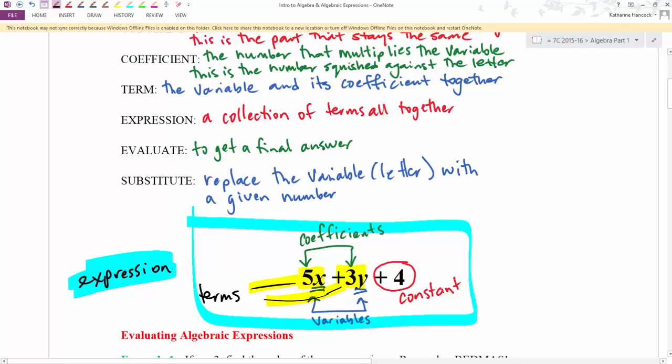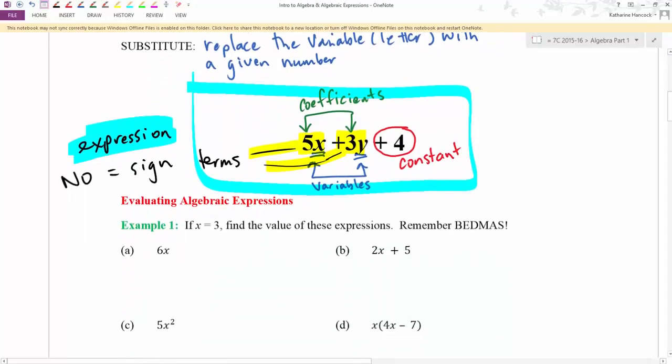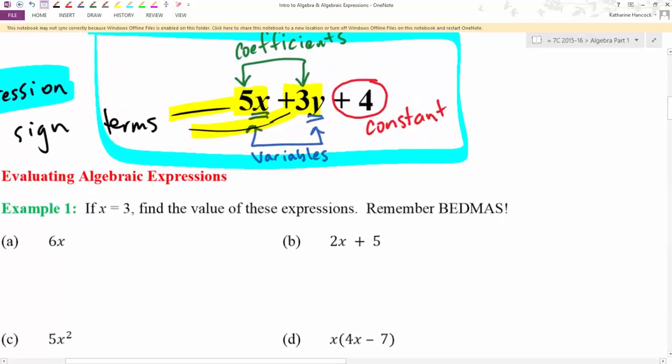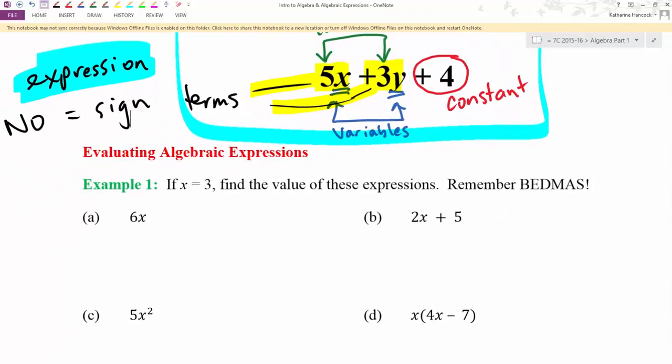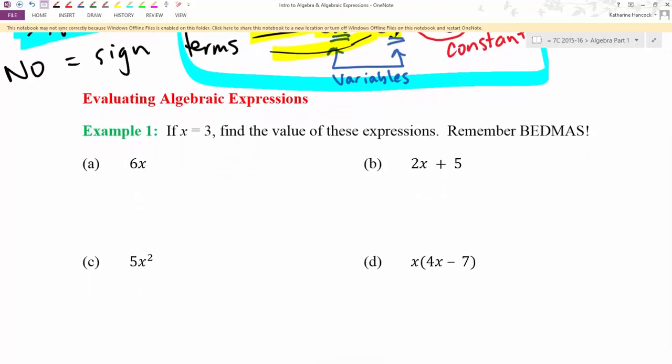So you can see the expression doesn't have an equal sign in it. No equal sign. It's just a collection of coefficients, variables, and constants. But just because there's no equal sign doesn't mean we can't evaluate them. So we're going to do some evaluating of these algebraic expressions. So example 1 says if x equals 3, let's find the value of these expressions. And we have to remember BEDMAS. Now if I'm going too fast, you can always watch the video again later to fill in the parts that you've missed.